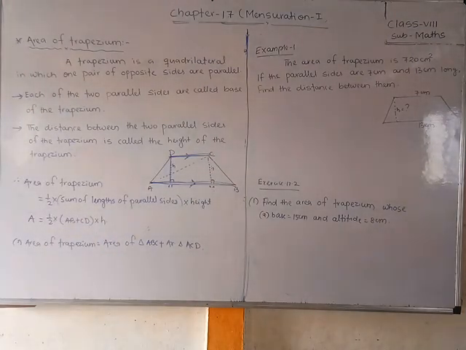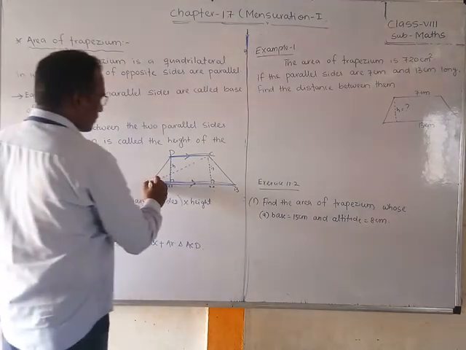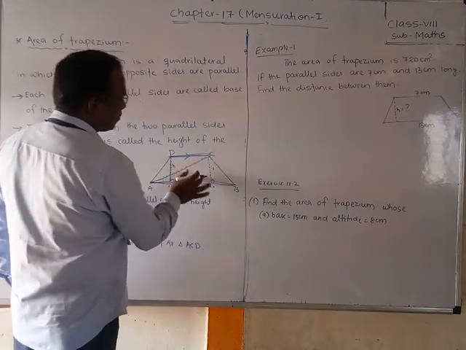Otherwise, there is a different way to find it, friends. If you join a diagonal, it will form two triangles.